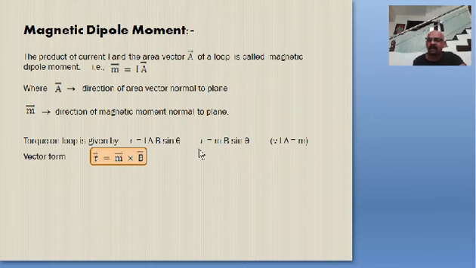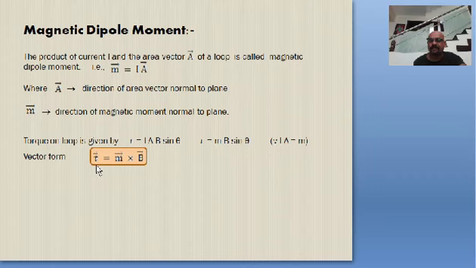You can recall the torque acting on an electric dipole kept in a uniform electric field is PE sin theta. P is the electric dipole moment, E is the electric field intensity. Similarly, here the torque acting on a dipole kept in a uniform magnetic field is MB sin theta, where M is the magnetic dipole moment, the product of area vector and current. The direction of the magnetic moment is the same as the direction of the area vector. So the vector form is tau equal to m cross B, MB sin theta.